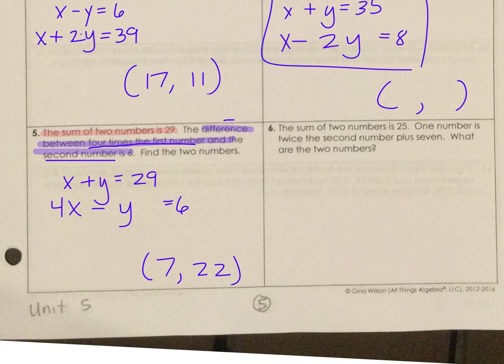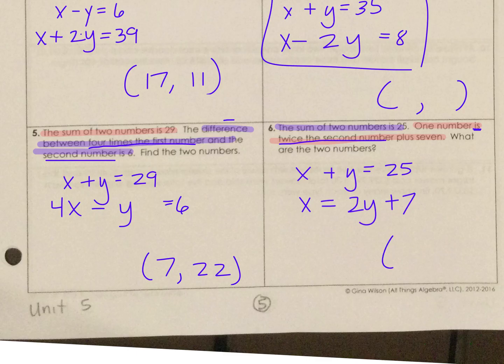All right, one more on this page. The sum of two numbers is 25. X plus y equals 25. One number is twice the second number plus 7. Okay, one number. Let's start with the x. One number is, I always know I put an equal sign after an is, twice the second number, twice, so 2 times y plus 7. I want you to type that in your equations app and get an answer for that one.